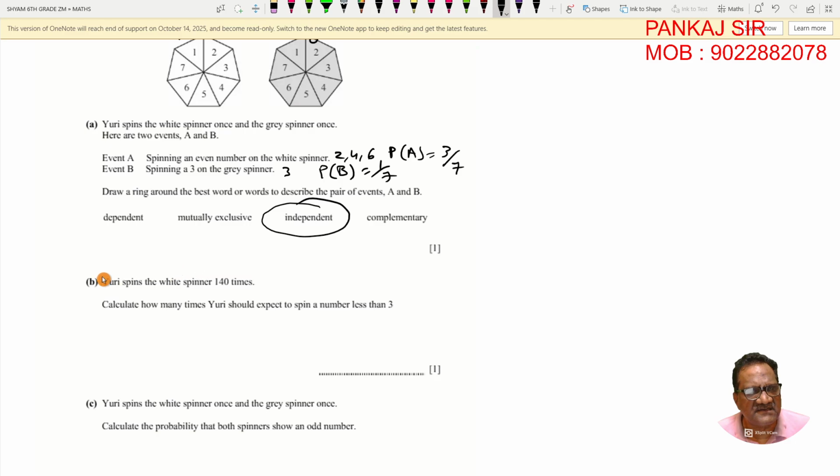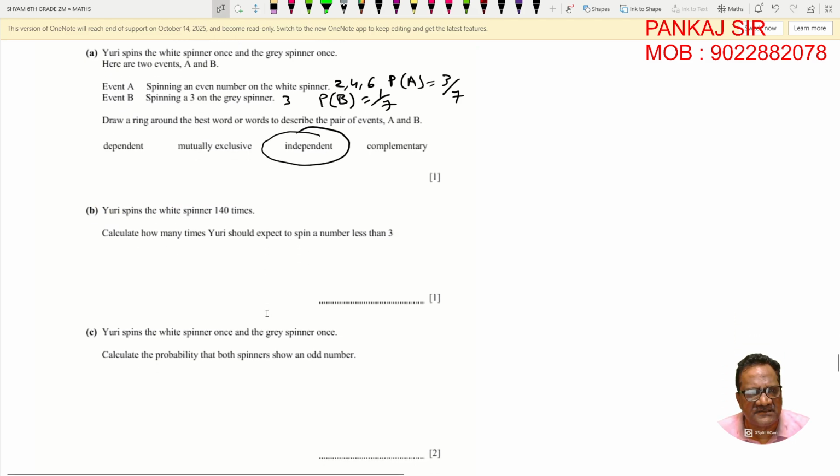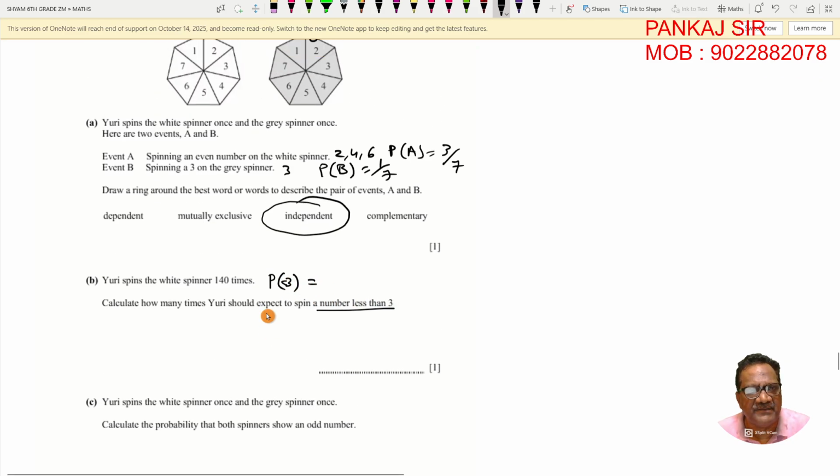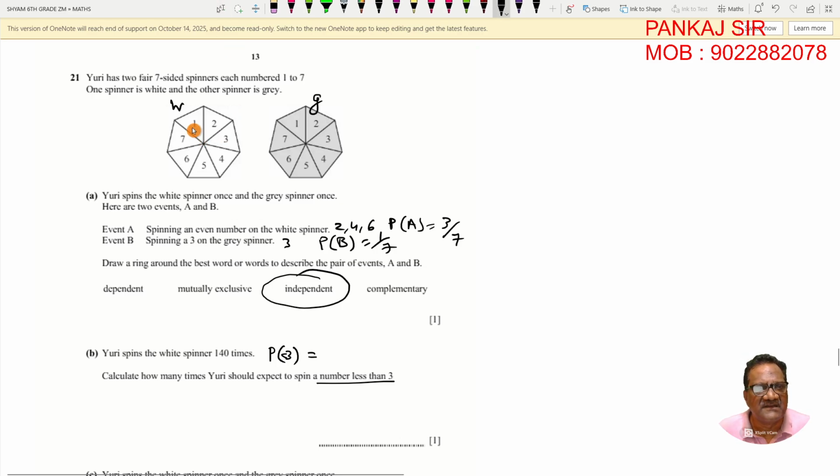So that's it. Now part B of the question is, Yuri spins the white spinner 140 times. Calculate how many times Yuri should expect to spin a number less than 3. So in the white spinner, what is the probability of getting, no, less than 3, a number less than 3? Now what are the numbers less than 3? 1 and 2. Just 1 and 2.